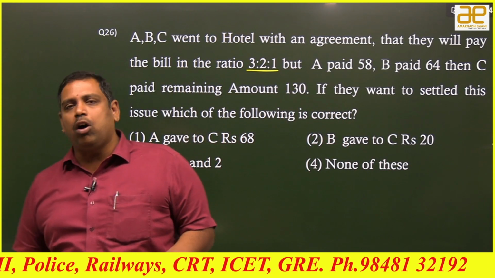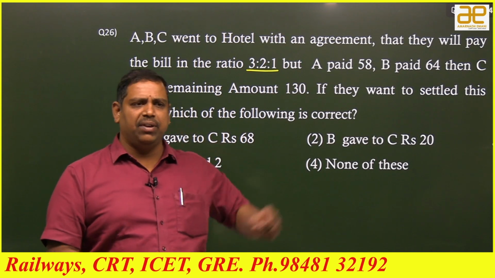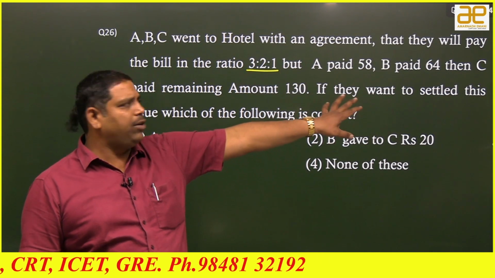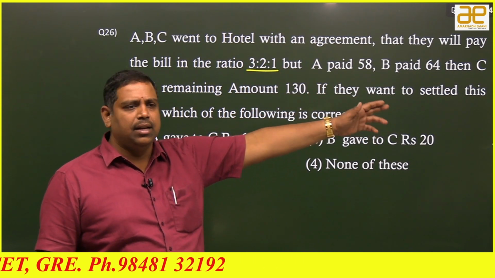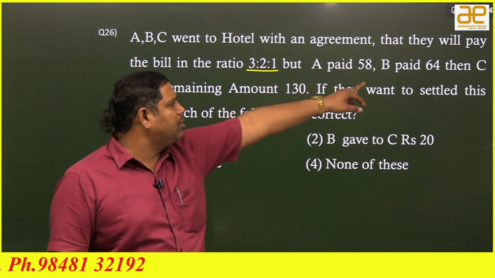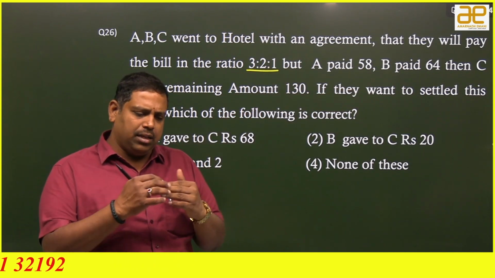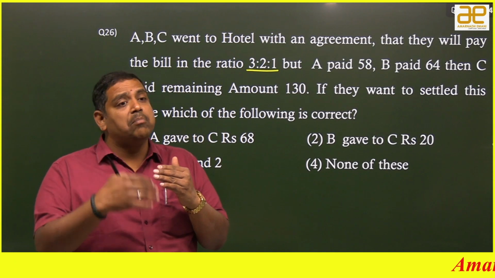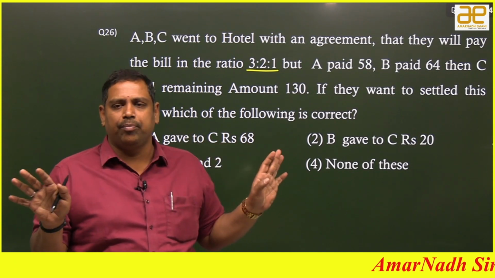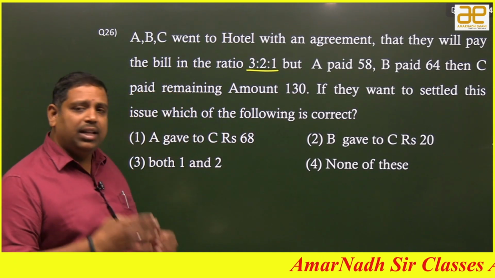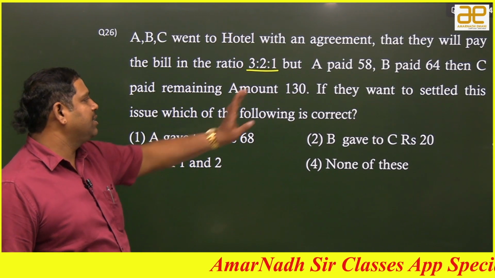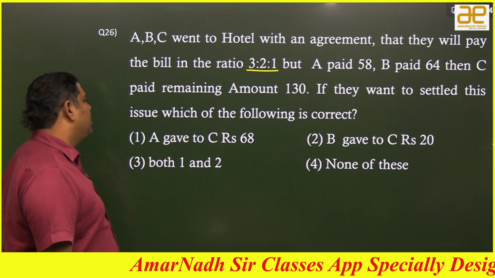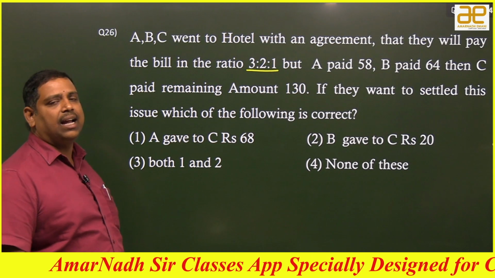Means somebody has to compensate C, right or wrong? Definitely A has to compensate. I don't know whether B has to compensate or not, because B is always in the middle level. There also he paid middle only. So he might receive some money or he might pay something to C. I am not sure. Then only the deal will be settled. If they want to settle this issue, which of the following is correct?